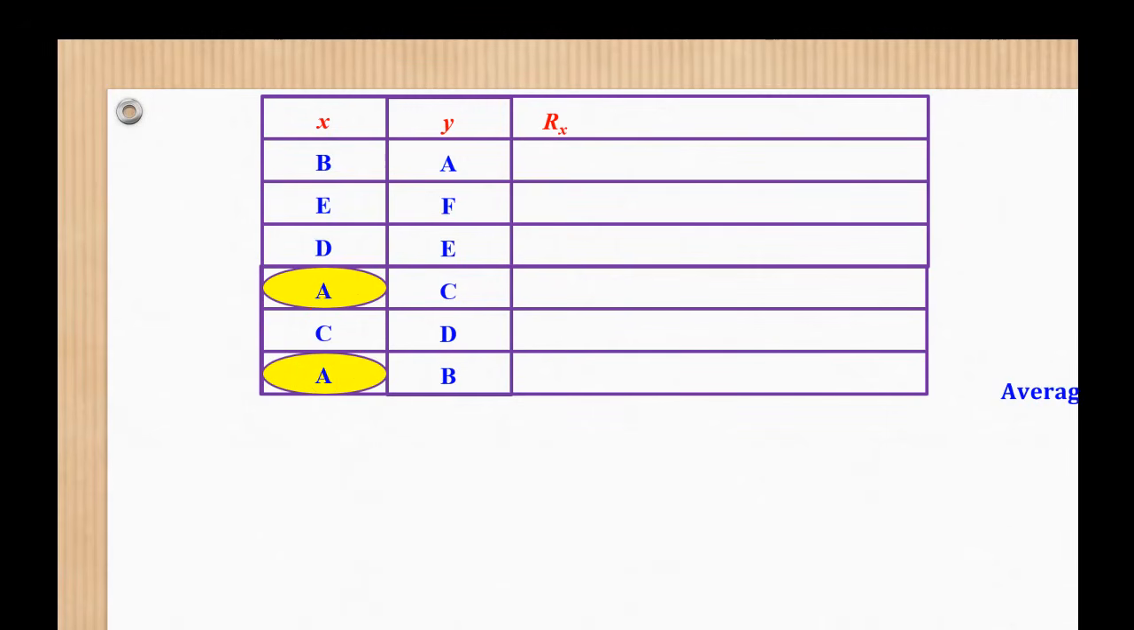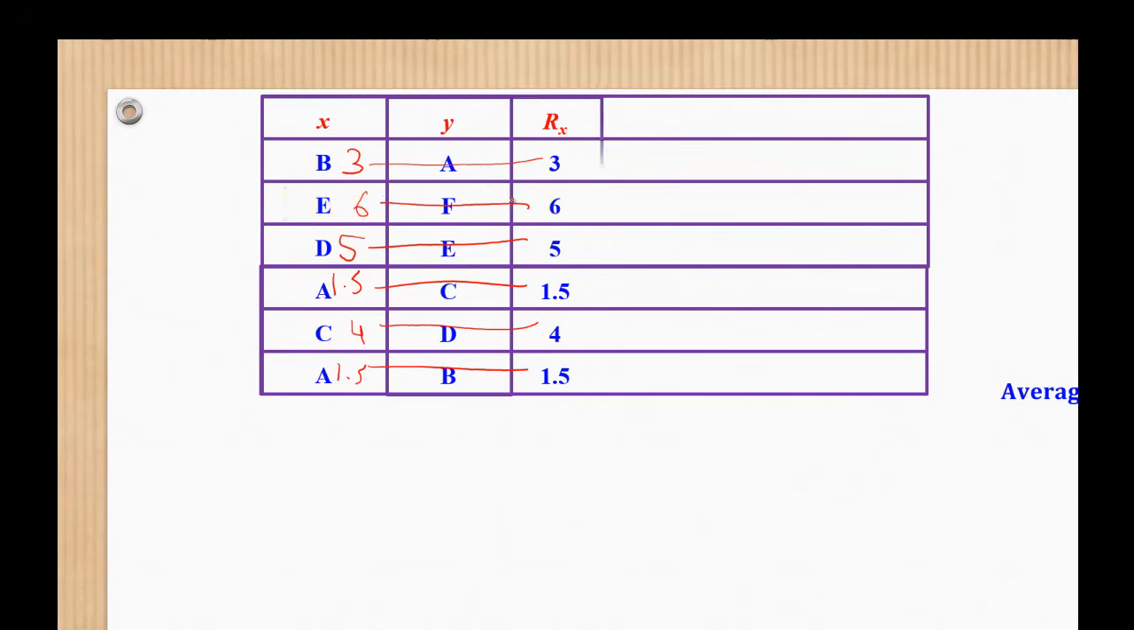So we shall put 1.5 in this column. That's why I'm seeing here 1.5 and also here 1.5. Then next is a B, which is now in position 3, so we shall put 3 there. Next is a C, so we shall put 4. Then next is a D, so we shall put 5 here. And lastly an E, so we shall put 6 there.